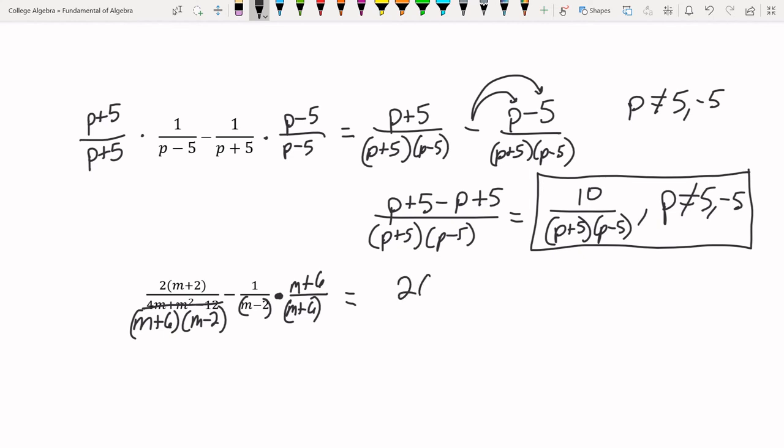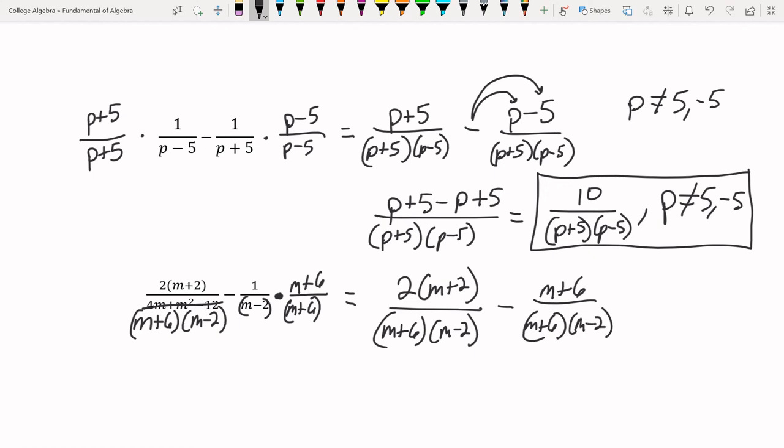Okay, now we have 2 times (m plus 2) over (m plus 6)(m minus 2), minus 1 times (m plus 6) is m plus 6 over (m plus 6) times (m minus 2). And these do in fact have common denominators. We can also see that the denominator itself says that m cannot equal negative 6, because negative 6 plus 6 is 0, or positive 2, 2 minus 2 is 0.